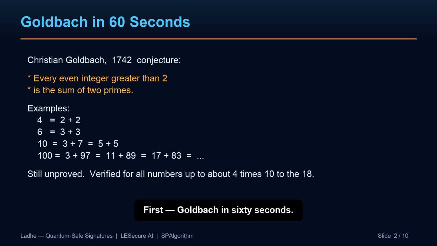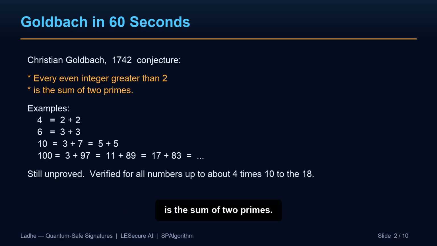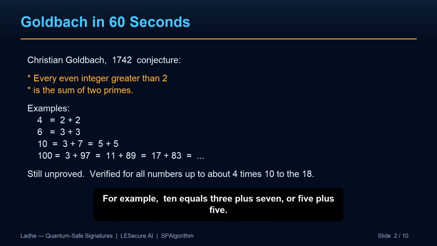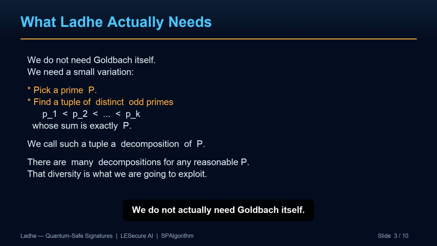First, Goldbach in 60 seconds. In 1742, Christian Goldbach conjectured that every even integer greater than 2 is the sum of two primes. For example, 10 equals 3 plus 7, or 5 plus 5. 100 has many such pairs. The conjecture is still unproved, but verified for all numbers up to about 4 times 10 to the 18th. We do not actually need Goldbach itself.